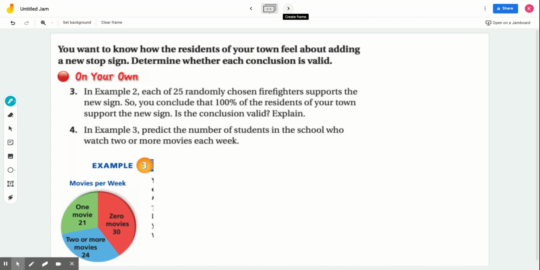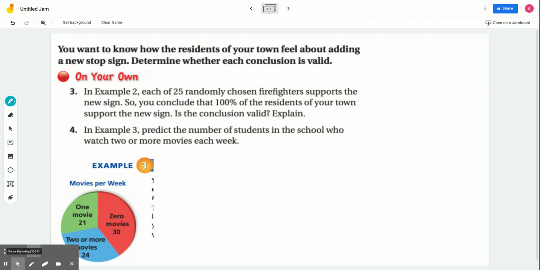Here it says you want to know how the residents of your town feel about adding a new stop sign. Determine whether each conclusion is valid. So number 3, in example 2, each of 25 randomly chosen firefighters supports the new sign. So you conclude that 100% of the residents in your town support the new sign. Is the conclusion valid, and explain? So we know that all 25 of the firefighters support the new stop sign. Does this mean 100% of the residents in the town are also going to support the new sign? Take a minute to try to answer this question.